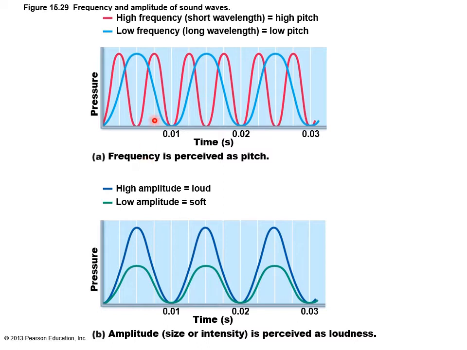So if you compare the blue to the red, you'll see that the blue is a low pitch because you have only 3 going through this 0.03 seconds. Now the high pitch is the red because you have 1, 2, 3, 4, 5, 6 waves going through in the same period of time. So the higher the pitch, the faster the vibration, and the lower the pitch, you don't get as many waves per given period of time.